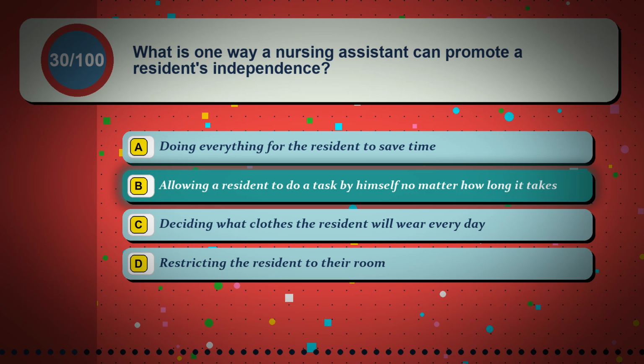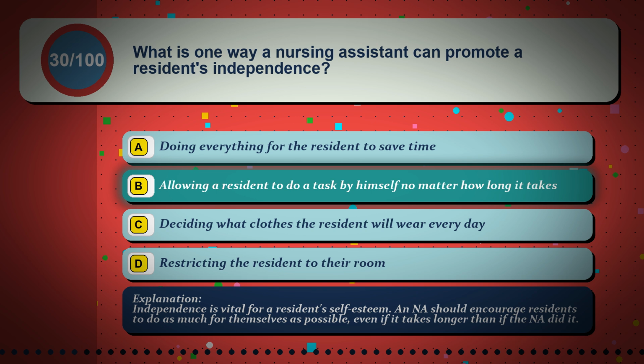The correct answer is option B. Allowing a resident to do a task by himself no matter how long it takes. Independence is vital for a resident's self-esteem, and NA should encourage residents to do as much for themselves as possible, even if it takes longer than if the NA did it.